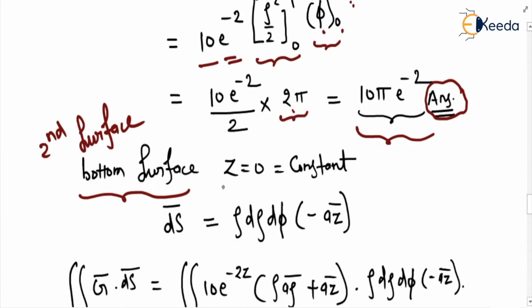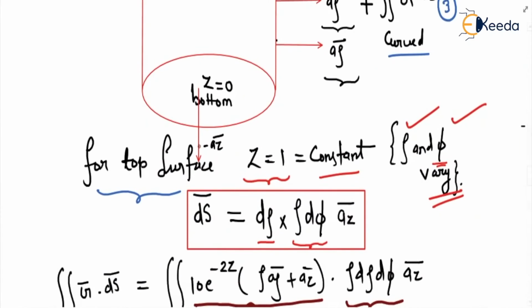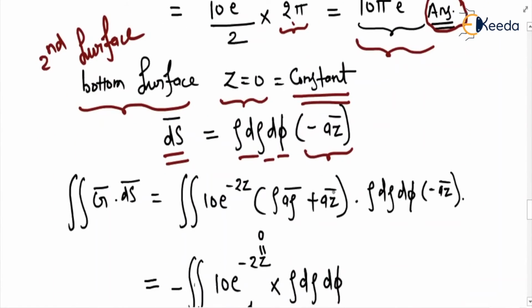Now for the bottom surface, z is equal to 0, which is a constant. Then the ds vector is rho d phi, and the direction will be minus az, because here the ds vector will go downward, and the downward direction is minus of the az vector. So here we put minus of the az vector.